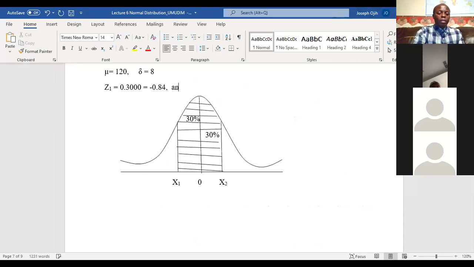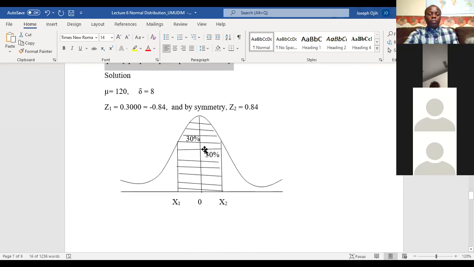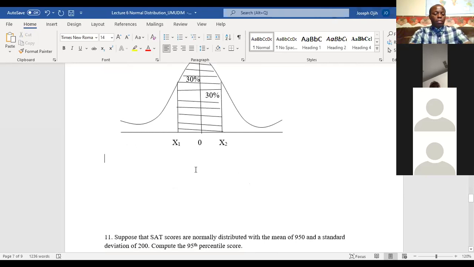And by symmetry, I have that Z2 equals 0.84, because they're symmetrical. Now we are ready to find the upper and lower readings. The question says find the upper and lower readings that would qualify people to participate in the study. So that means lower readings, Z1, X1.